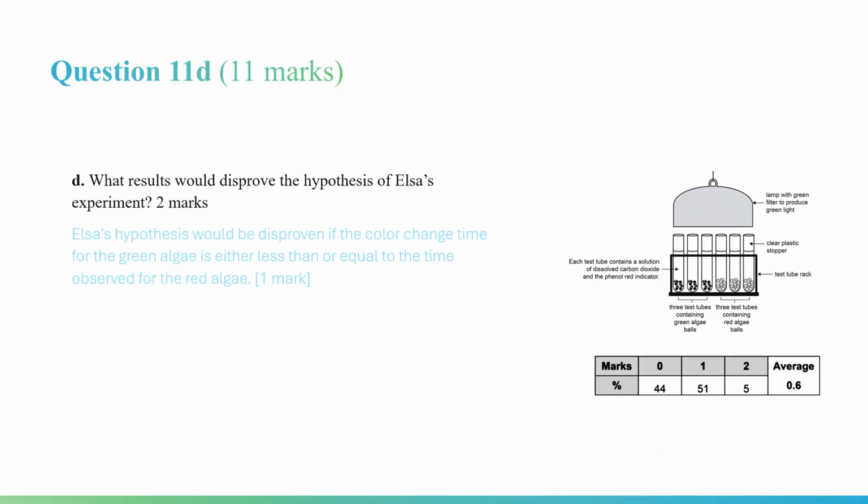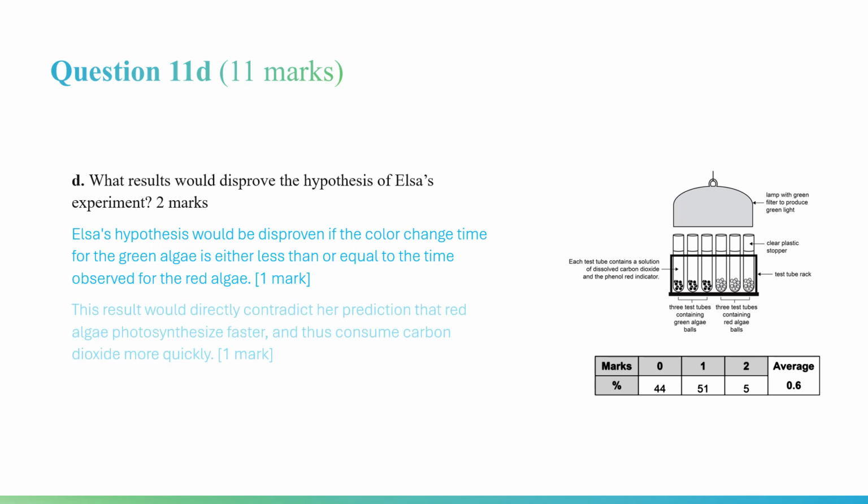Elsa's hypothesis would be disproven if the color change time for the green algae is either less than or equal to the time observed for the red algae. This result would directly contradict her prediction that red algae photosynthesize faster, and thus consume carbon dioxide more quickly.